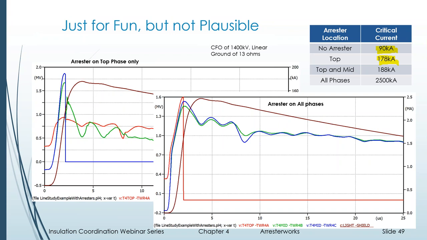If I put it, doesn't seem right. Seems like this might be a different one or something, because the top and middle phase, I got 198. And if I put it on all three phases, I got 2,500,000 amps, 2,500 kA, which we know is not possible. But ATP doesn't realize that.